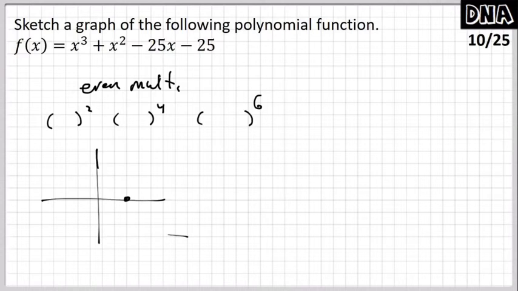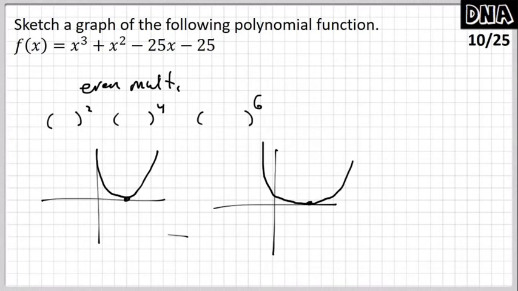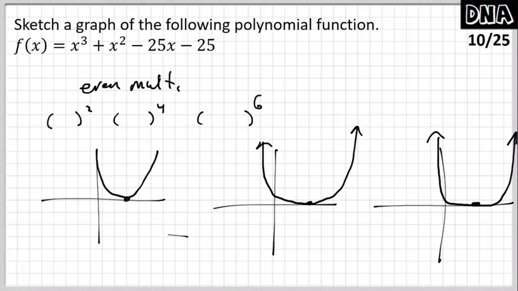And so the squared would look something like this. The fourth power would look something like this. And then the sixth power would look something like this. Okay, so every time it just bounces, right?